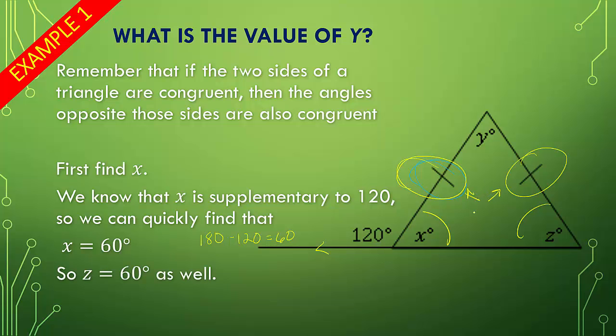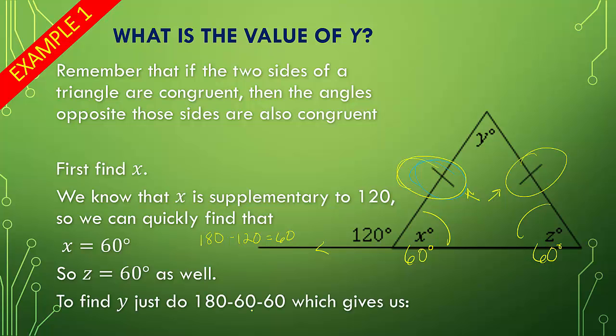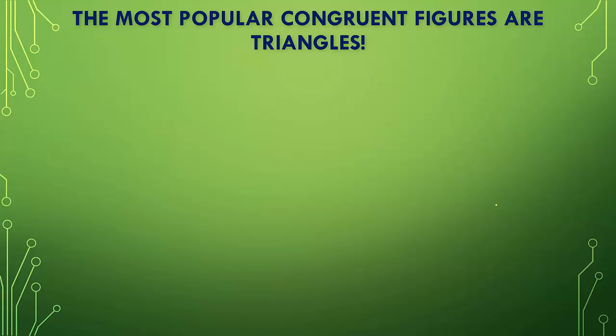And then all you have to do is remember triangles have 180 degrees in them regardless of anything. So if we know that this is 60 and we know that this is 60, all we have to do is do 180 minus 60, which will give us y equals 60 degrees. Now y isn't always going to be the same as this, so be careful. You have to find out what x is. That's what z will be. Subtract those two numbers from 180 and that'll give you y.